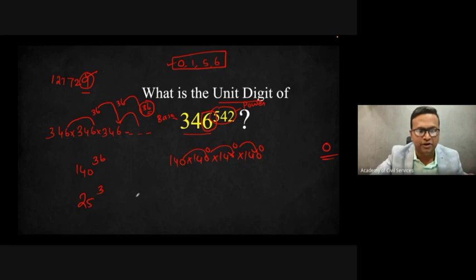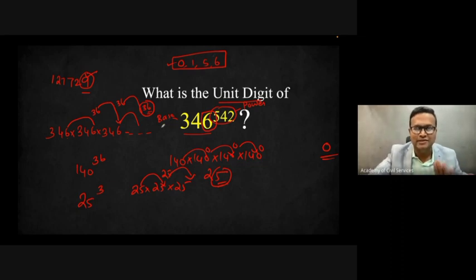Simply, I want to take 25 power to 3. Then 25 multiplied by 25 multiplied by 25. 5 into 5 is 25. Here also 5 came. 5 into 5 is 25. The last unit digit of the final answer will be a 5 only. The same is true for 6 also. Then it is easy.